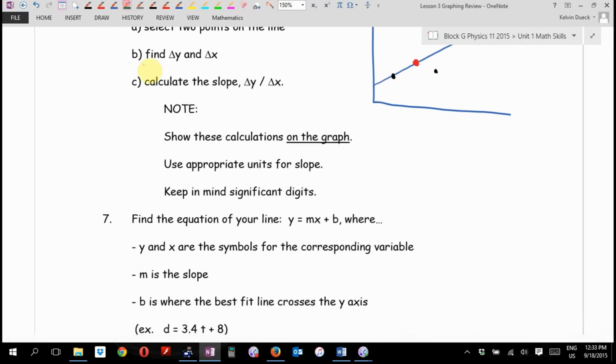Look up. Cross this out. I'm not going to worry about sig figs for our graphs, because our data is going to be so inaccurate to begin with. I'm going to meh.